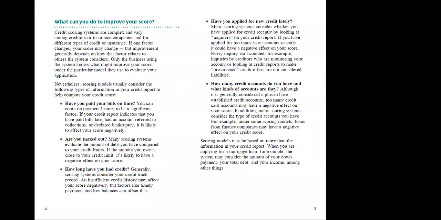Hey, Tony asked which FICO score is normally used, 8, 2, 3, or 9. If you need her to clarify this, we can have her ask.